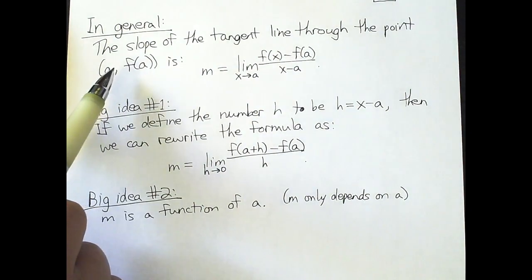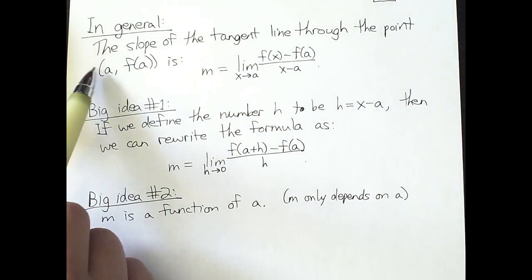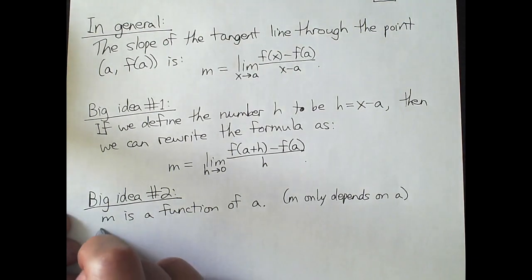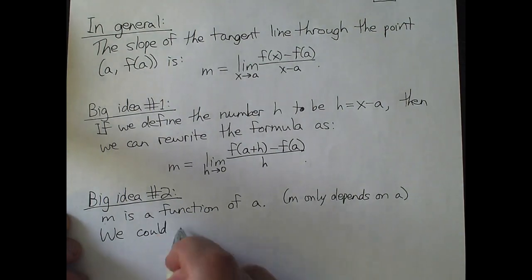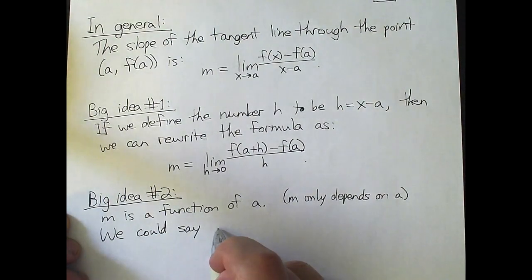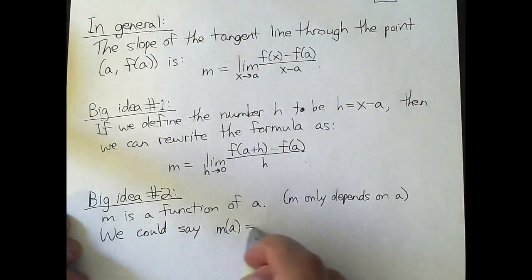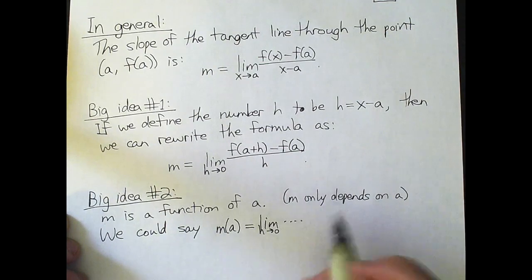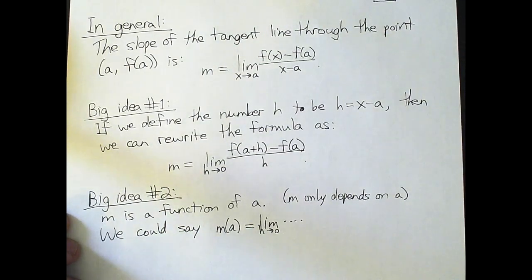If I put in a equals 1, I might get one thing. If I put in a equals 2, I might get something else. If I put in a equals 3, I get something else. We're describing a function. The slope is a function of a. So instead of m, we could call it a function of a, like m of a. And we could write the limit as h goes to 0 of all that stuff above, m of a. You plug in a certain value of a, and then this formula gives you the slope.